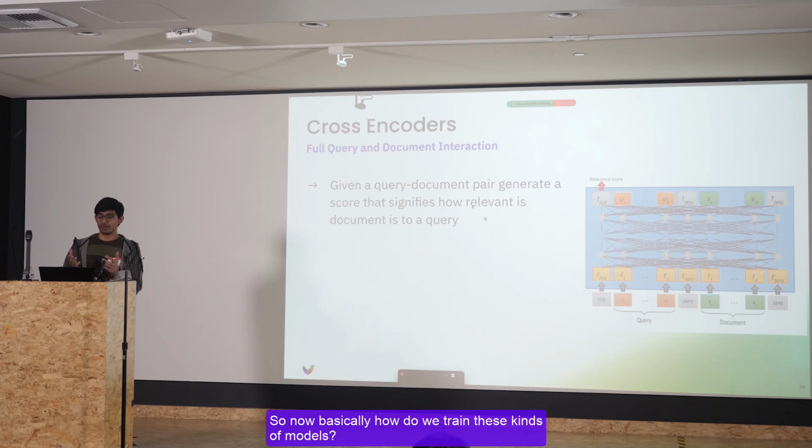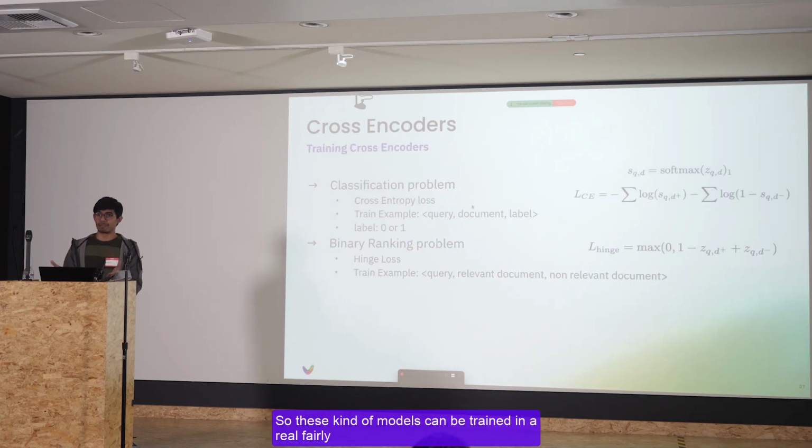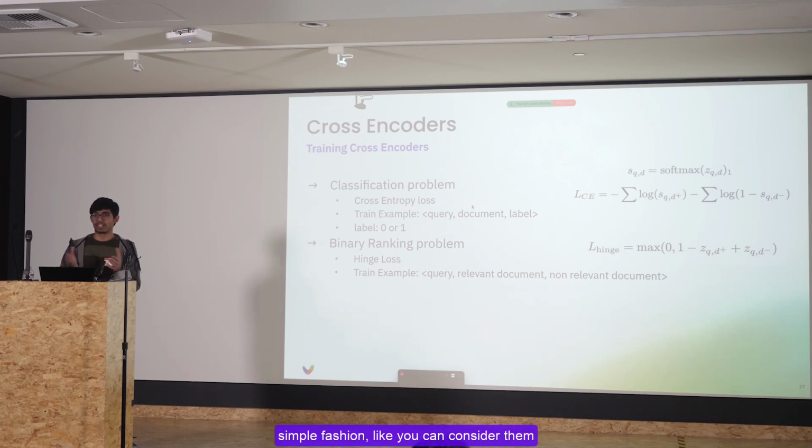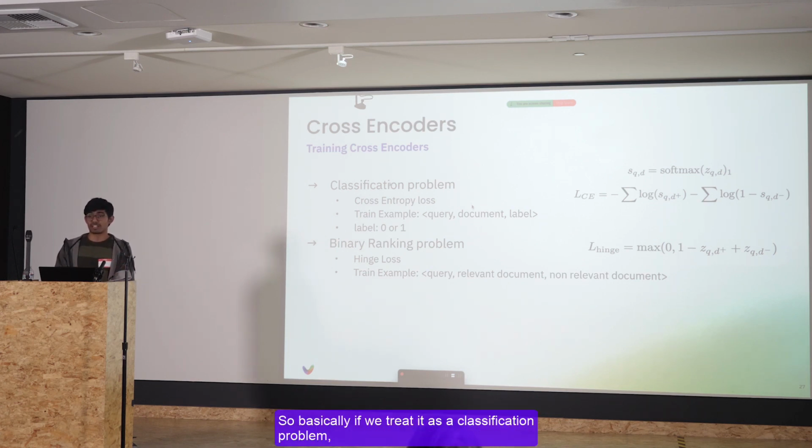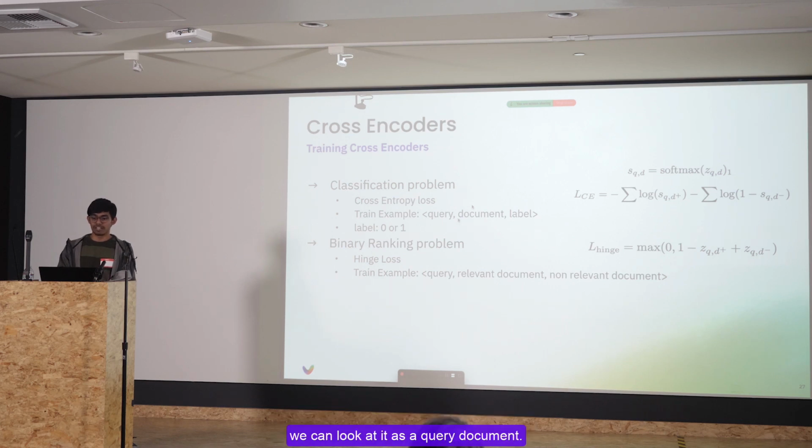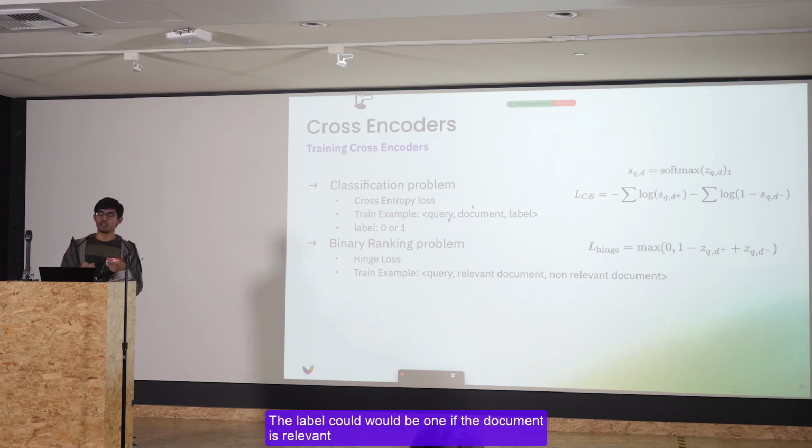Now, how do we train these kinds of models? They can be trained in a fairly simple fashion. You can consider them to be a text classification problem. If we treat it as a classification problem, the input data will be in the form of a query, a document, and a label. The label would be 1 if the document is relevant to the query, or 0 if the document is not relevant to the query. And we just treat it as a standard classification problem and train the model.